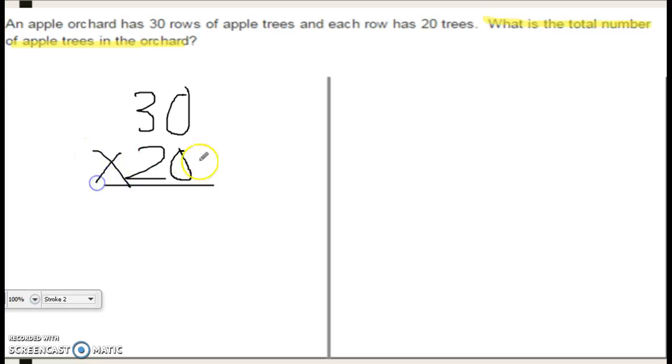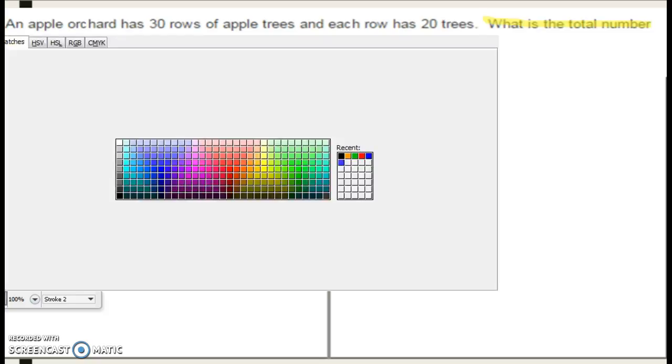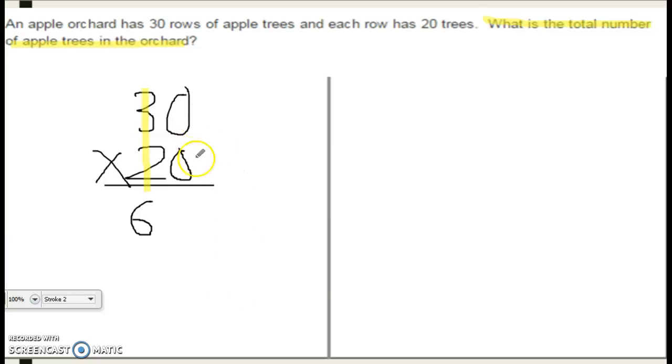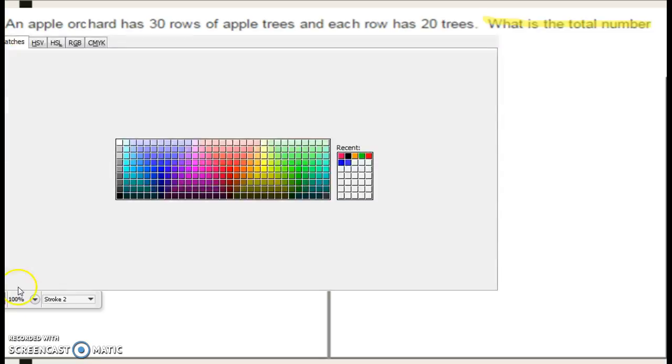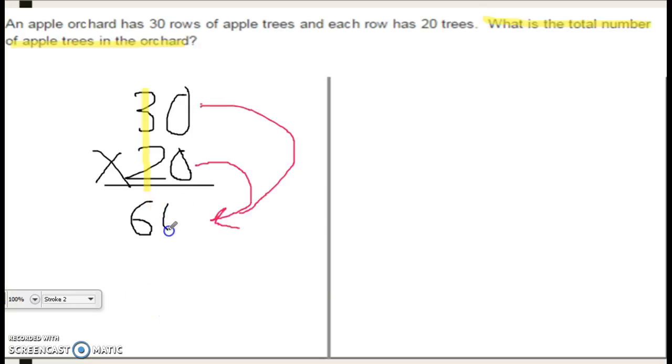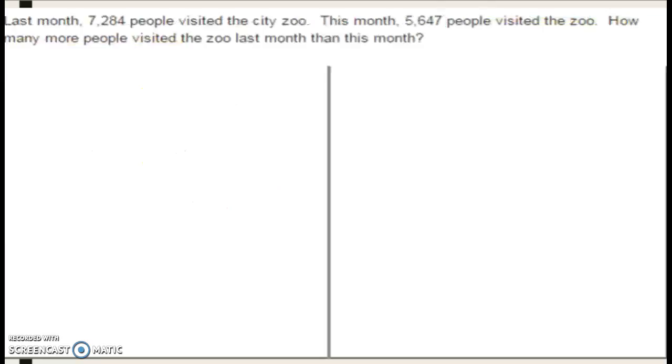Now, this one is really nice, because what you can do here is just multiply the 3 times 2, which gives you 6. And you notice that we have 2 zeros, so we can bring both of these zeros and put them after the 6. So 30 times 20 is 600. Anytime you have a problem like this where both numbers end in 0, you could just do it like this. That makes it very easy. So there are 600 total apple trees.